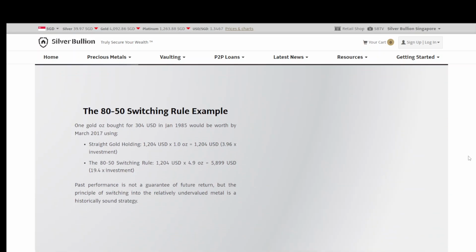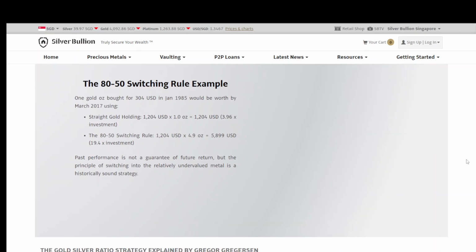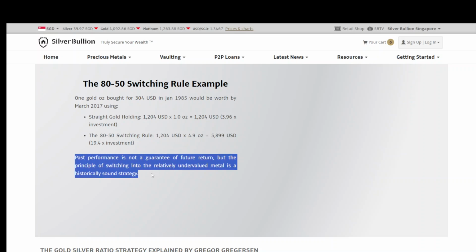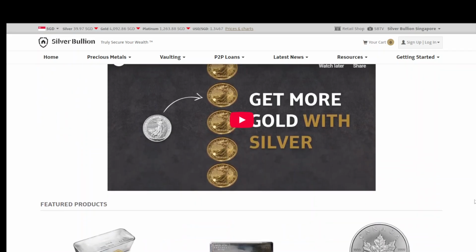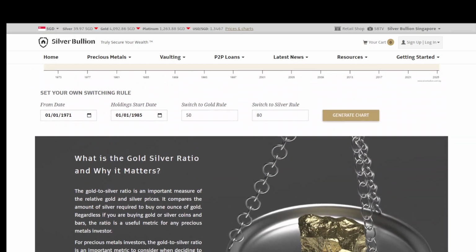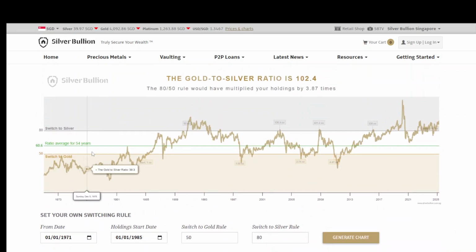Okay, look at the gold silver ratio. So this website further explains that, for example, in 1985, using the 80/50 rule, you would have earned the returns. Okay, but of course it comes with a disclaimer that past performance is not a guarantee of future return. And for all we know, the gold and silver ratio can keep increasing because gold price keeps increasing and silver price may continue to stay stagnant. So all this we do not know, but we're just basing off the charts that we have seen from the past years.